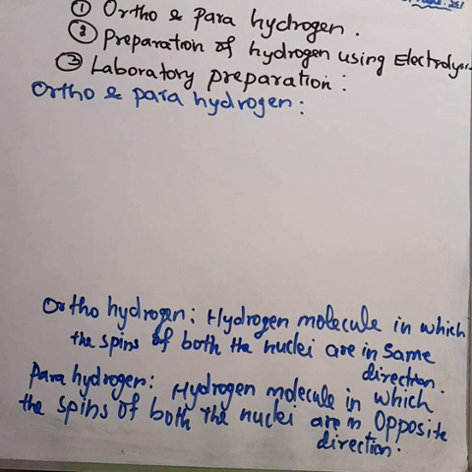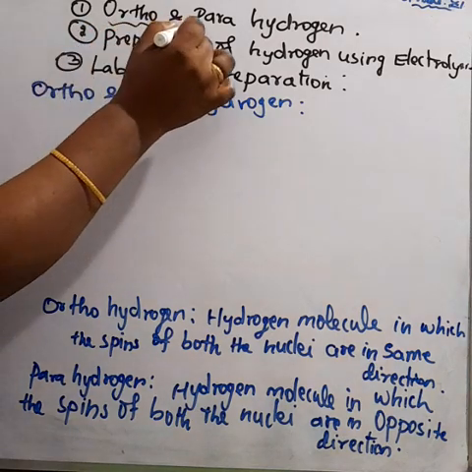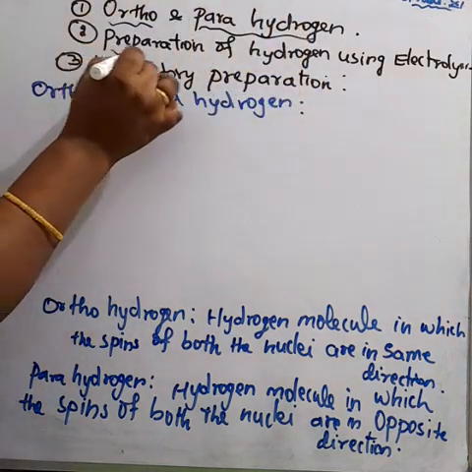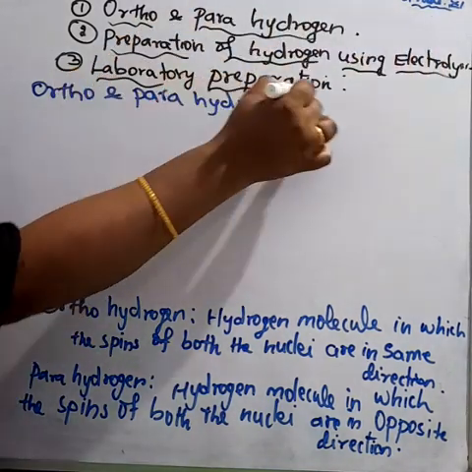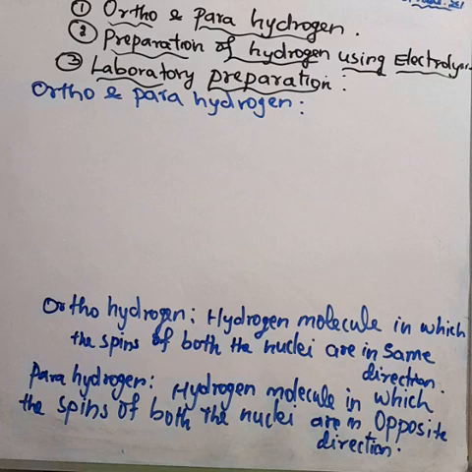In last class, we started the fourth unit, hydrogen. We studied the position of hydrogen in the periodic table and the isotopes of hydrogen yesterday. Today, we are going to study ortho and parahydrogen and the preparation of hydrogen. We will study only the laboratory preparation, the electrolysis method and the laboratory preparation method.